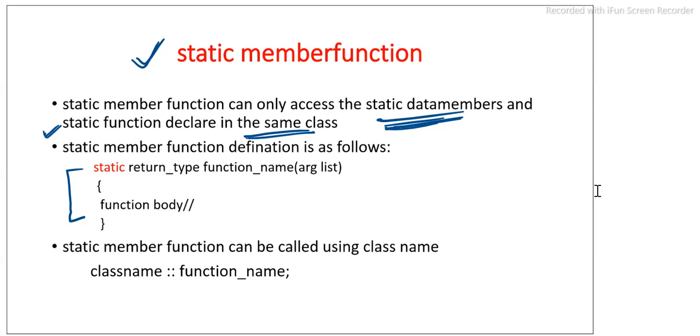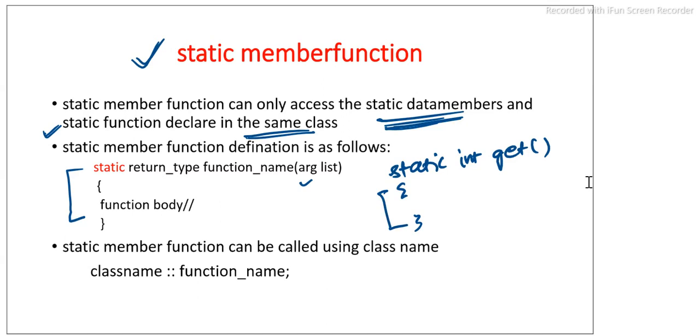Static is a keyword, then return type, function name, and inside the parentheses, if any argument we are passing we need to mention it, and this is followed by a pair of curly brackets, and inside that we need to write the function body. For example, we will write static int, static return type, let's say it is integer return type, function name is get. So this is the way you will define the static member function, and it will accept only static data members and static functions.